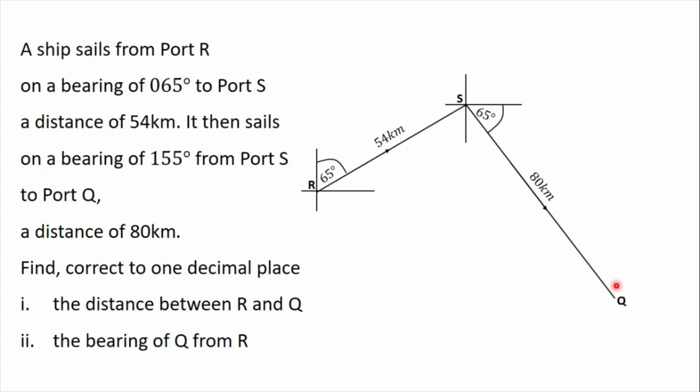The question goes on to say that we should correct to one decimal place the distance between R and Q. So the question wants us to find the distance between R and Q and the bearing of Q from R. So let's start with the first part. Find the distance between R and Q.